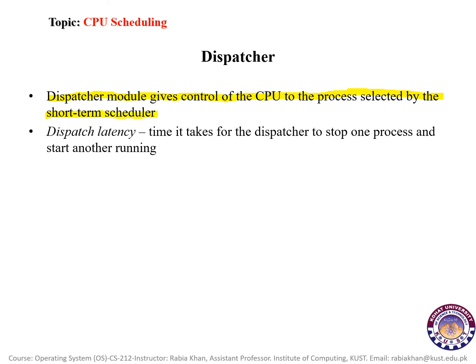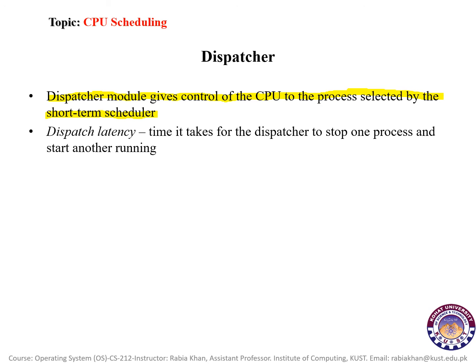If you remember, we had drawn a two-state model, and there I had told you that between the ready and running state, when a process which is in ready state is given CPU, this function is known as dispatching. Dispatching is only used when a process is being sent from ready to running state. So the dispatching function is performed by this module, the dispatcher.